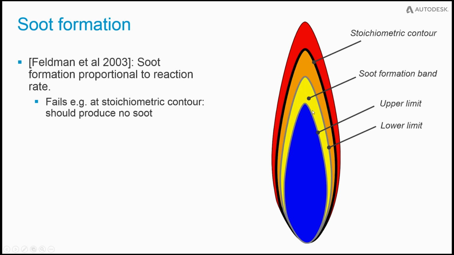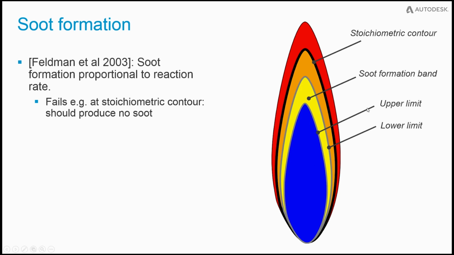So soot formation with the model from 2003 would actually generate soot out here near this thick line, but in reality soot formation takes place on the fuel rich side, not exactly at the stoichiometric contour but slightly inside it, and it's determined by these two upper and lower limits, where the limits refer to the mass fraction of fuel, and the mass fraction of fuel is higher in here than it is out here.